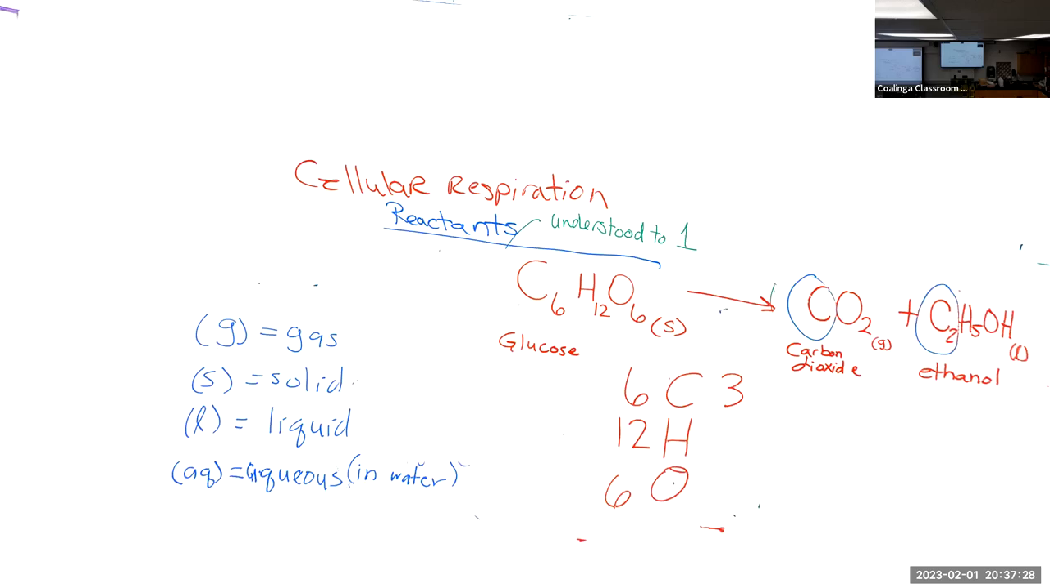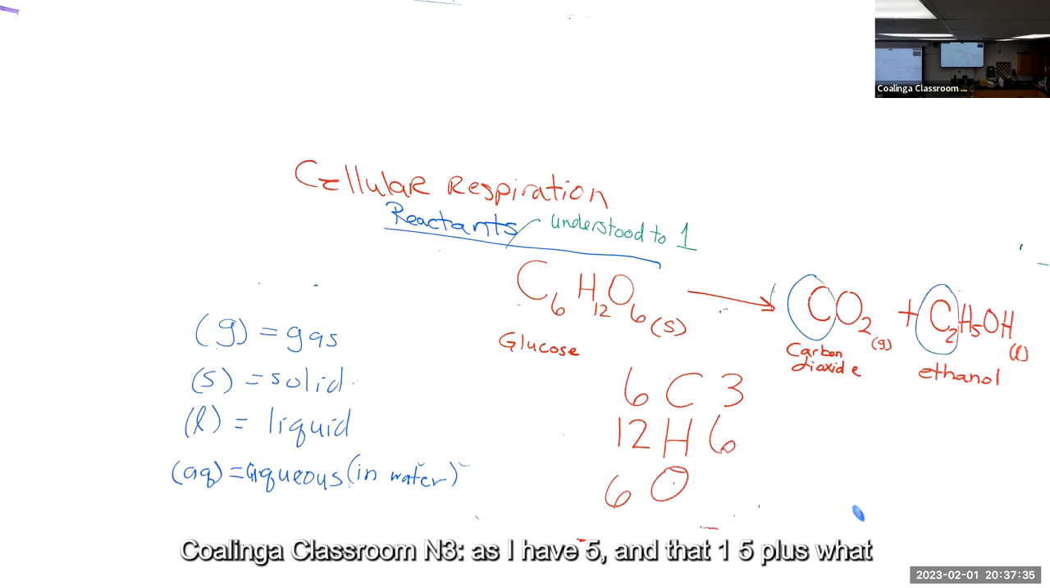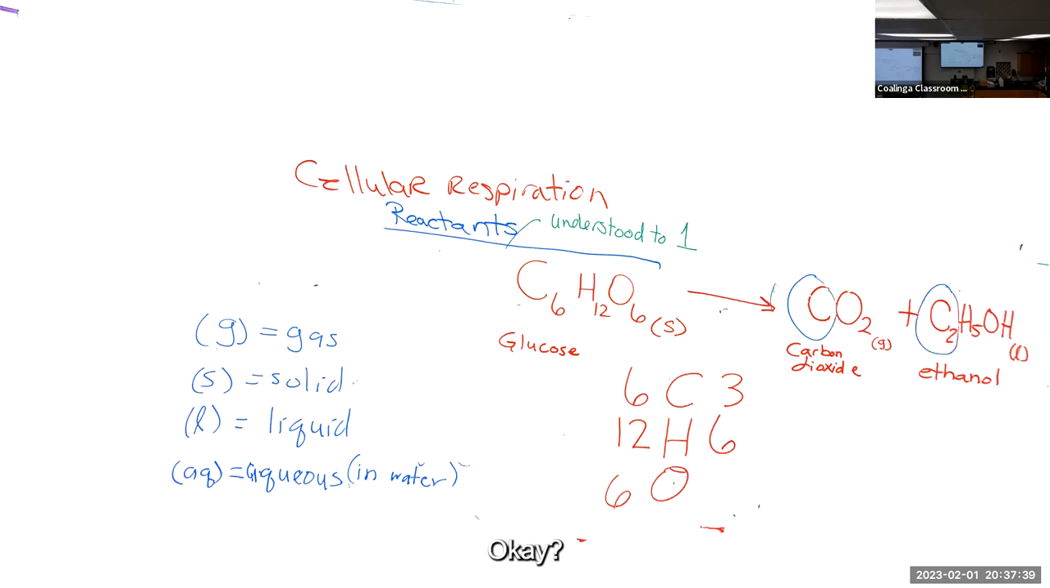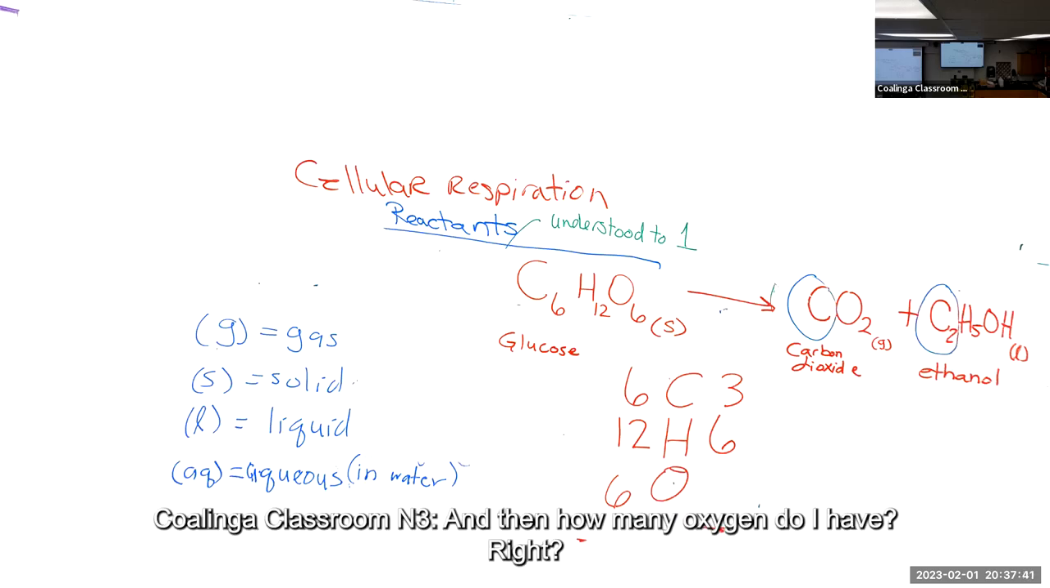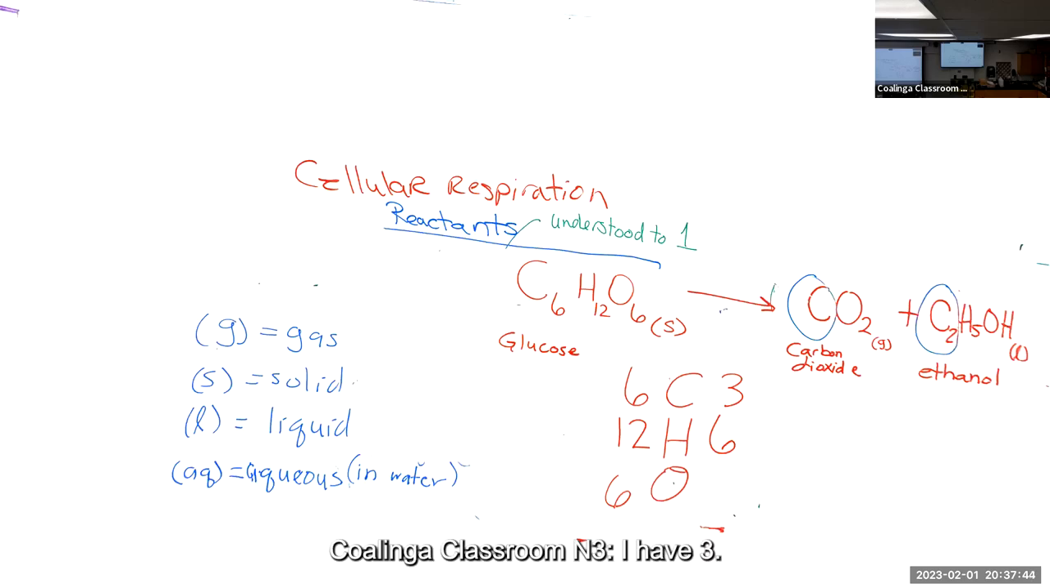How many hydrogens do I have? Six, because I have five and that one. Five plus one is six. And then how many oxygens do I have? I have three.